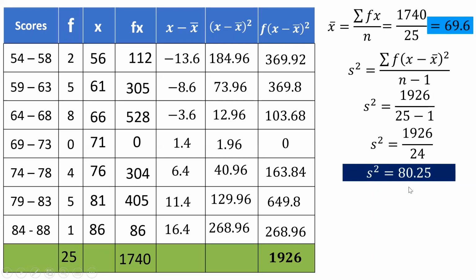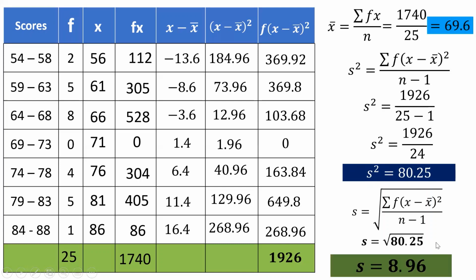So to find the standard deviation, just get the square root of the variance. That is just the square root of 80.25. And the standard deviation is 8.96.